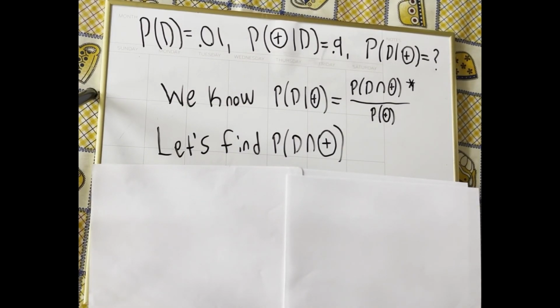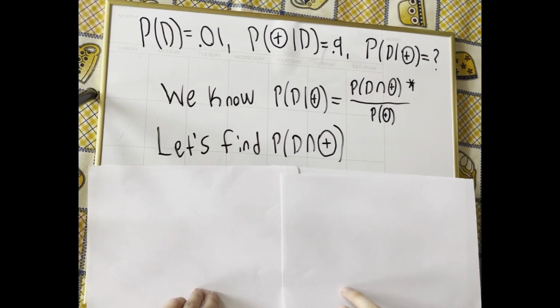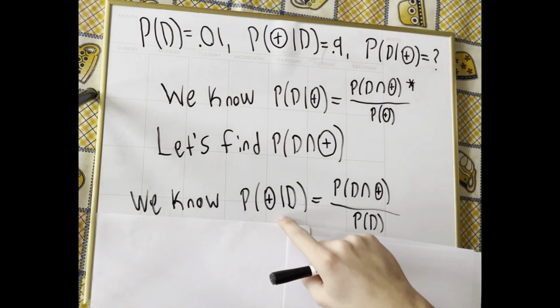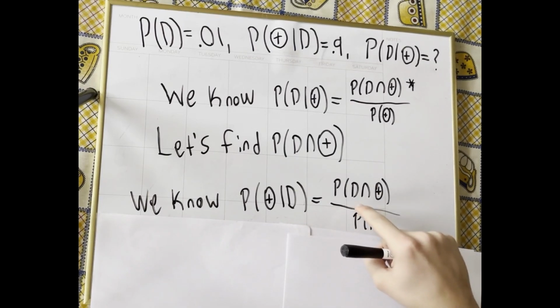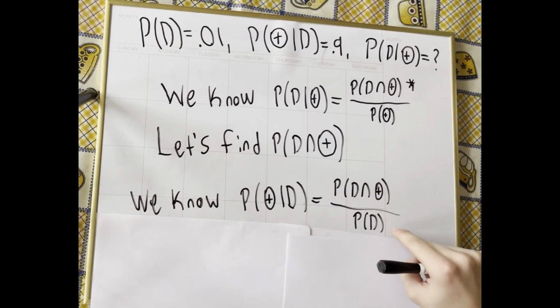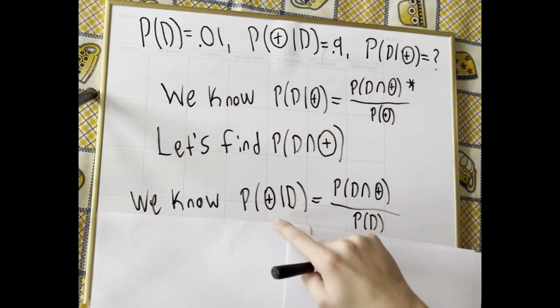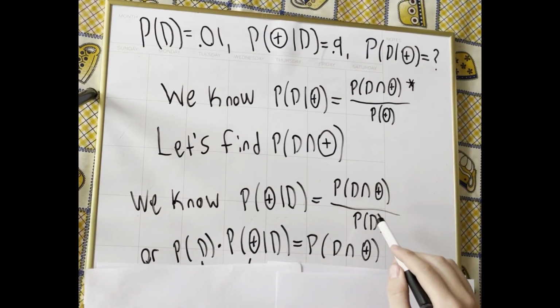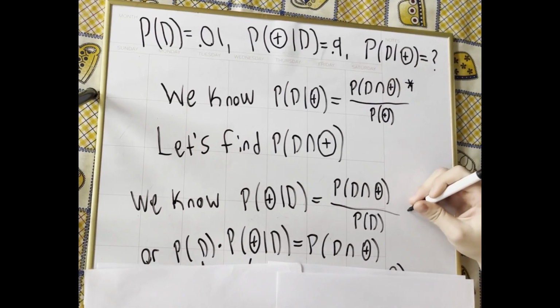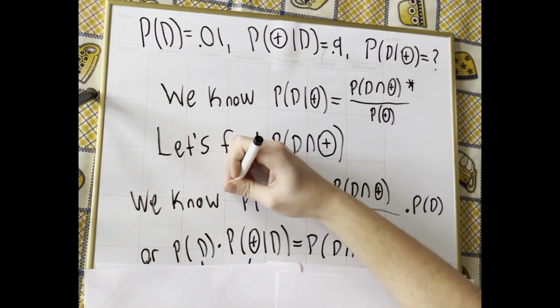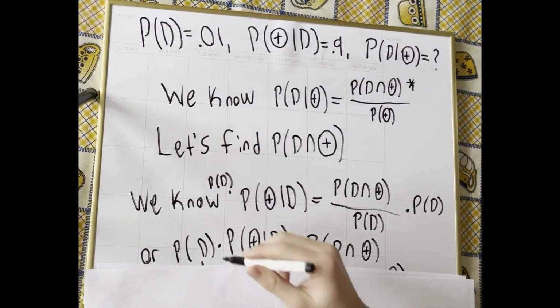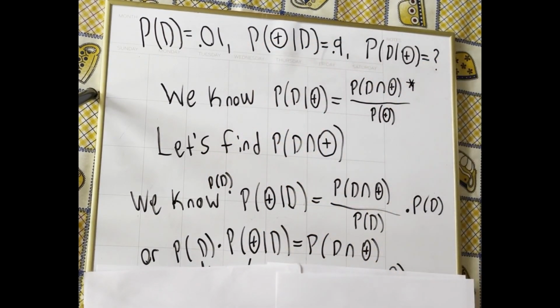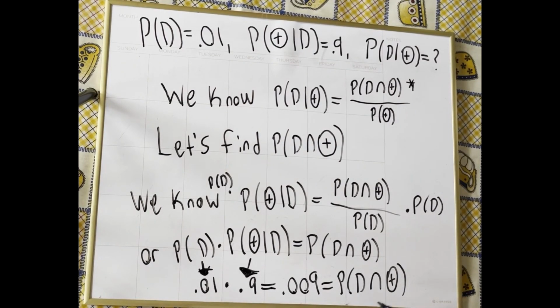So also from our definition of conditional probability, we can write that the probability of plus sign given D, which is something we do know, is equal to the probability of D intersect plus sign, which is what we're looking for, over the probability of D, which we also do know. So we can rewrite this to isolate the probability of D intersect plus sign as such. We multiply both sides by the probability of D, times the probability of D. And we know what both of these are, so we can substitute in our values from our givens up top, and we get that the probability of D intersect plus sign is 0.009. So we can write that up here with the rest of our given information.